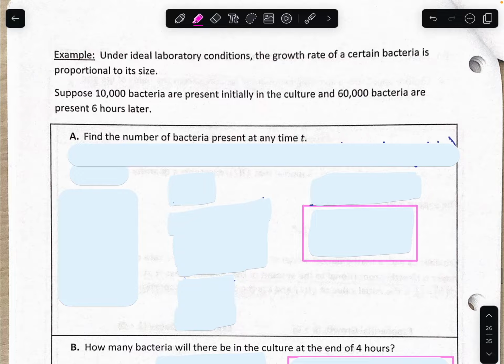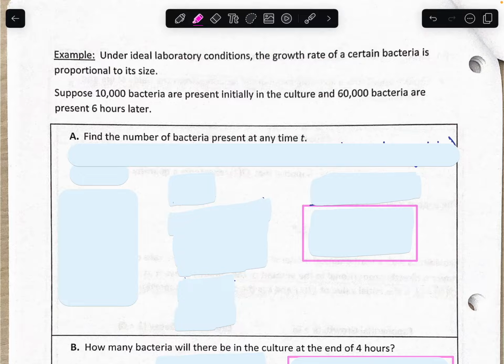All right, so the first example problem is talking about bacteria being grown, and they're giving us some reference points to find key information that we're going to need to help us with future steps. It says suppose that 10,000 bacteria are present initially in the culture and 60,000 bacteria are present 6 hours later. So they're giving you a lot of key information, but let's see what part A actually wants us to do.